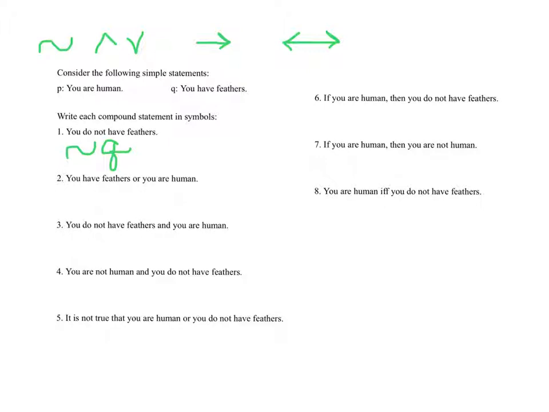All right, number 2. You have feathers or you are human. So I'm going to use or. That's the disjunction. That's the V shape or the upside down caret. And I will say you have feathers. That's Q. So I'm going to say Q or P. So you have feathers or you are human.